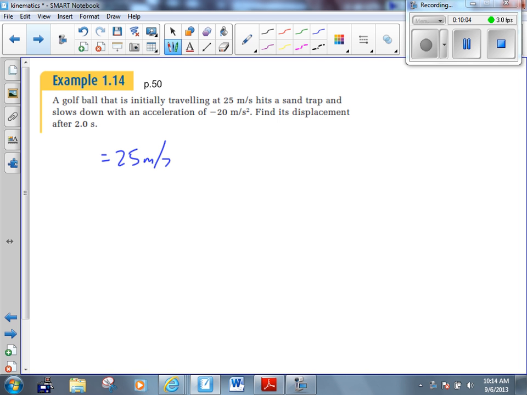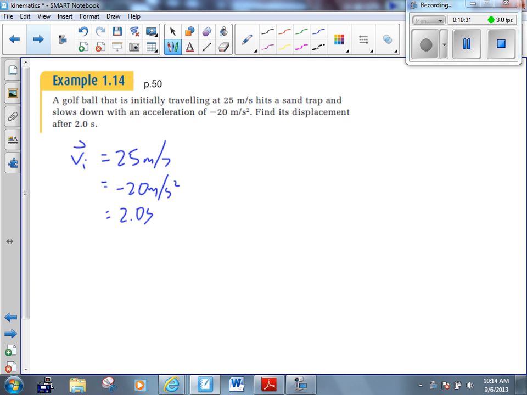25 meters per second is something. Something is negative 20 meters per second squared. Something is 2.0 seconds. Tell me what that 25 is. Is that a VI? Is that an acceleration? Is that a VF? Is that a delta V? What's the 25 meters per second here, please? Good. We're going to call it VI.